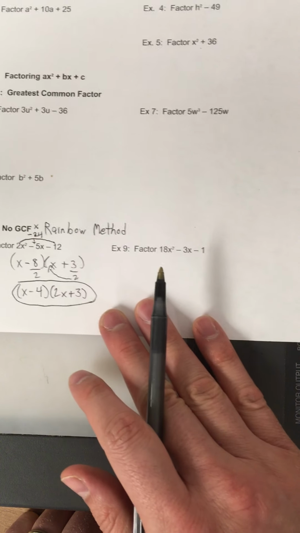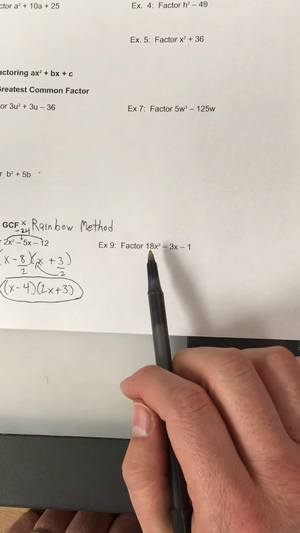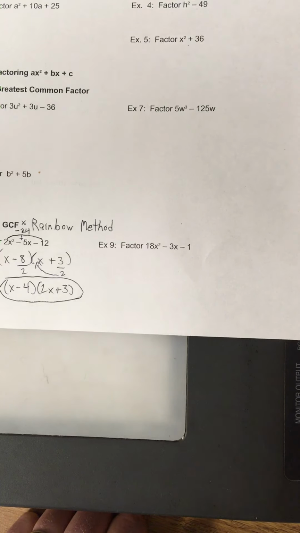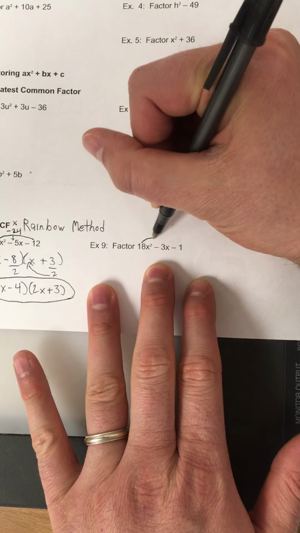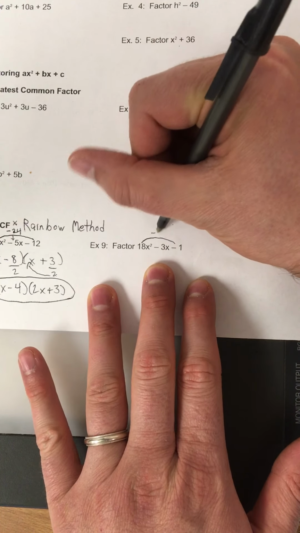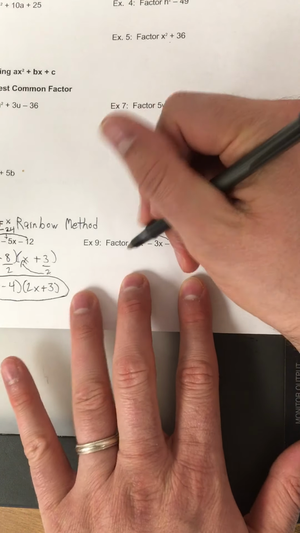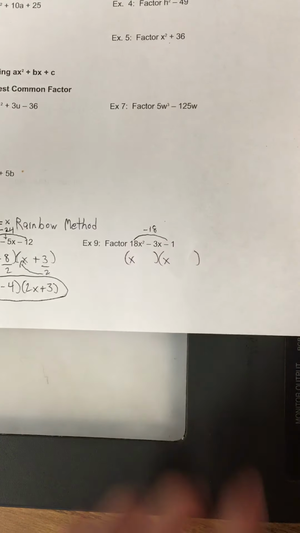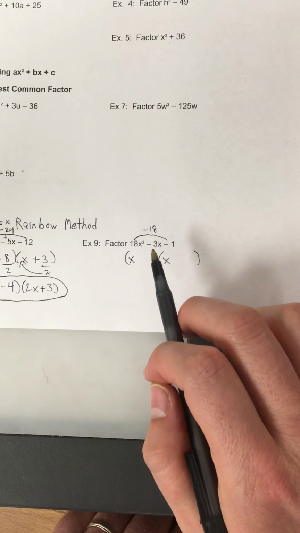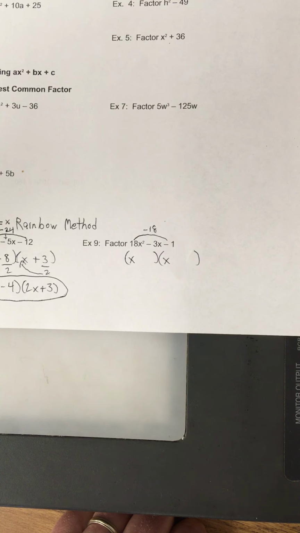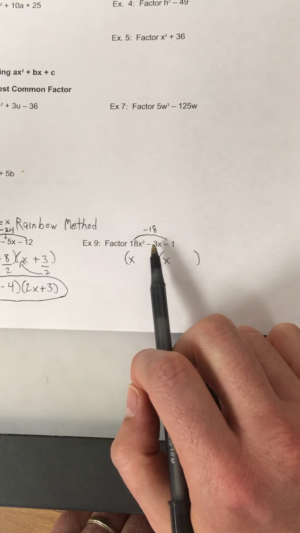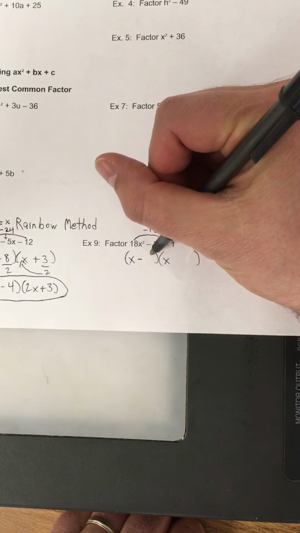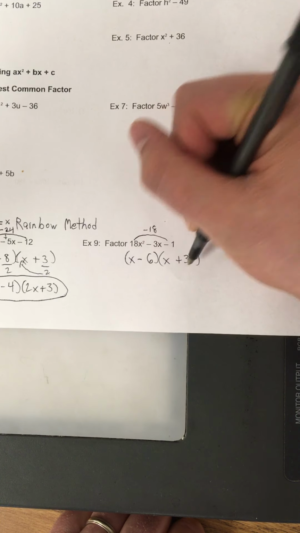So if you look at example 9, same thing. I've got a number in front of x squared. There is no GCF, so I'm going to have to use this rainbow method. 18 times negative 1, that's negative 18. So now when I factor this, I need 2 numbers that multiply to give me negative 18 and add to give me negative 3. So 6 times 3 gives me 18. Which one's going to be negative? The 6. The bigger number has to be negative, so it has to give me negative 3. So it's going to be x minus 6, x plus 3.